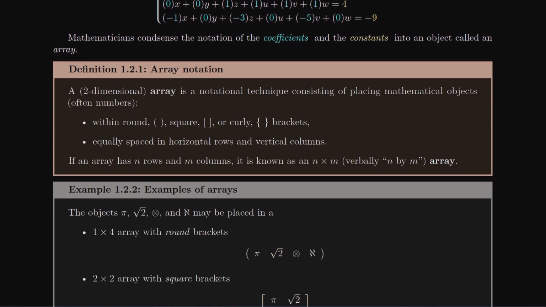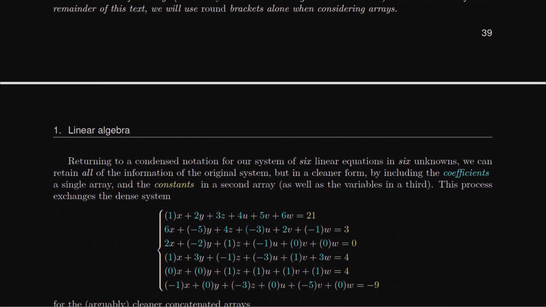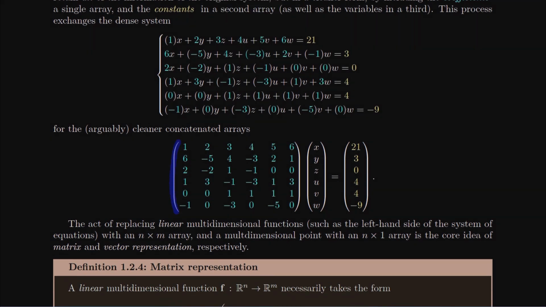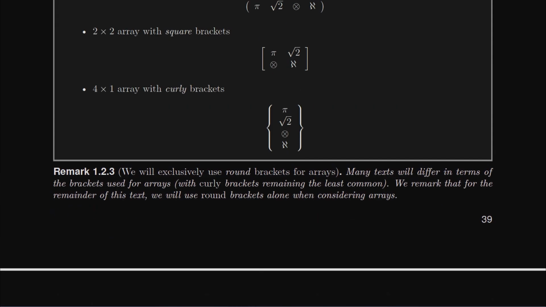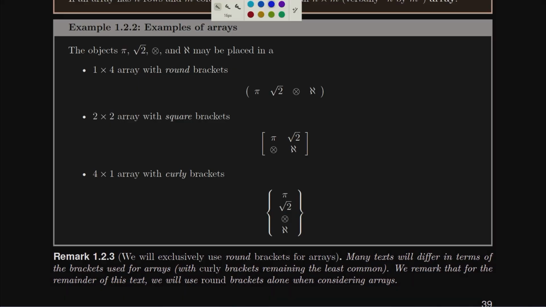Let's actually jump back here. These objects are all something phrased in what's called array notation. So array notation, or a two-dimensional array notation, it's a technique consisting of placing mathematical objects, and these are often numbers, which we see, within round, square, or curly brackets. And they're going to be equally spaced in horizontal rows and vertical columns. So if I jump all the way back down here, what do I have here? I've got some round brackets or parentheses, however you want to call them, and I've equally spaced my mathematical objects in rows and columns within these brackets. That's called array notation. And of course, I've got other examples here where I've used maybe more elaborate math objects.